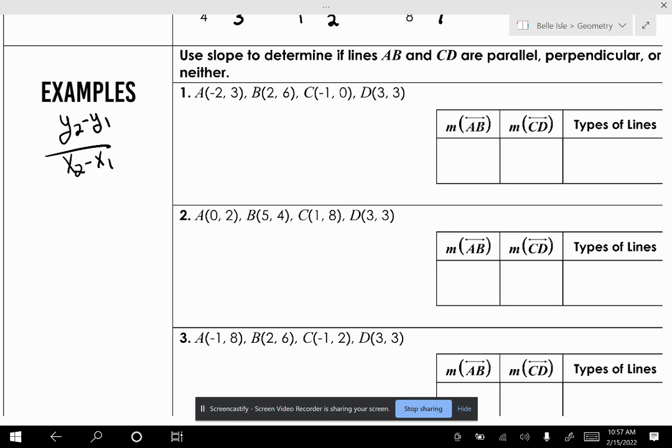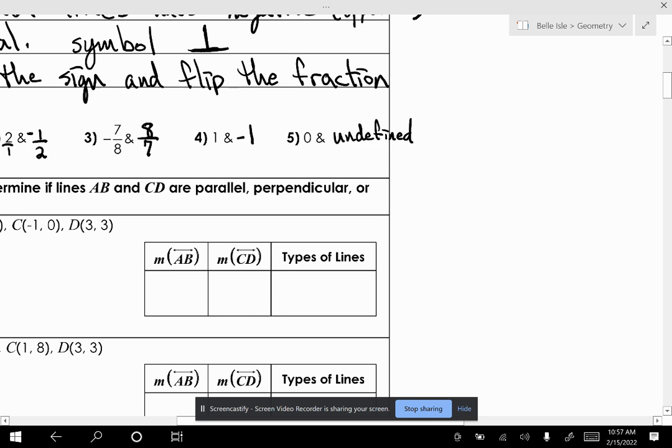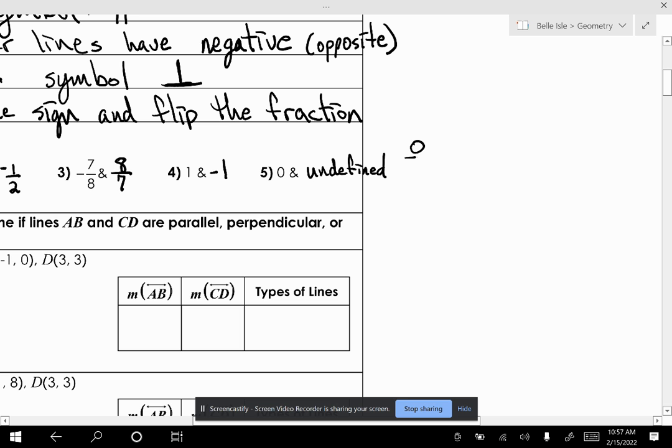So if we look at number one, yes, Rocco. Zero on number 5 is undefined. It is undefined because if we change 0 to a fraction, it'd be 0 over 1. If we flip that, 1 over 0, you cannot have 0 in the denominator, so it does not exist. It's undefined.